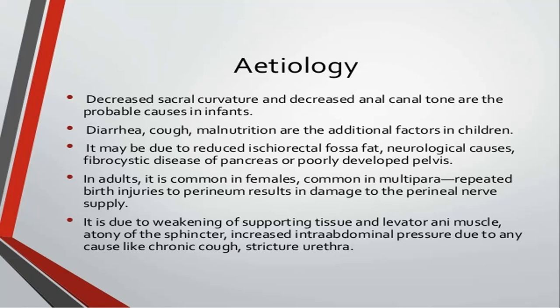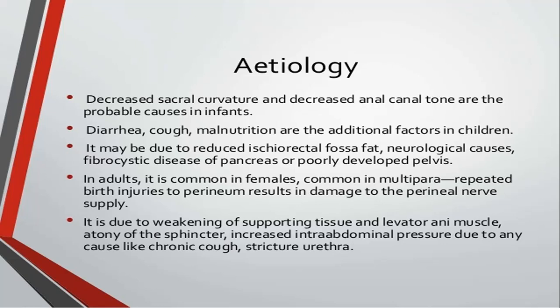The second etiology is diarrhea, cough and malnutrition. These are dietary or additional factors in children. Patients who have diarrhea have further mobility, which causes mobility of the rectum so that it can cause the prolapse. Cough is a reason because of abdominal pressure. If a child coughs and creates a positive abdominal pressure, the more pressure, the higher the chance of suffering from prolapse.